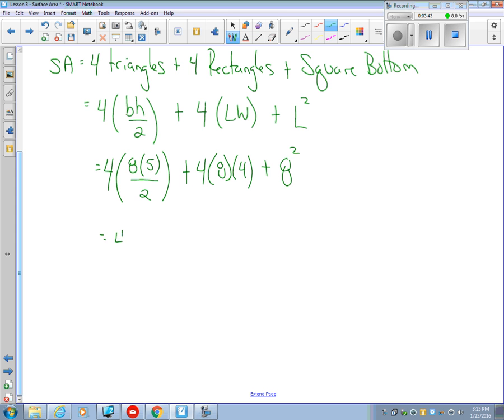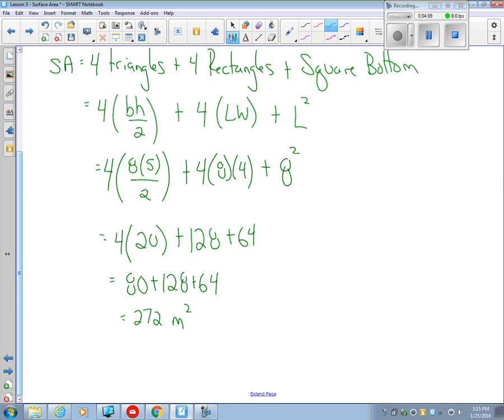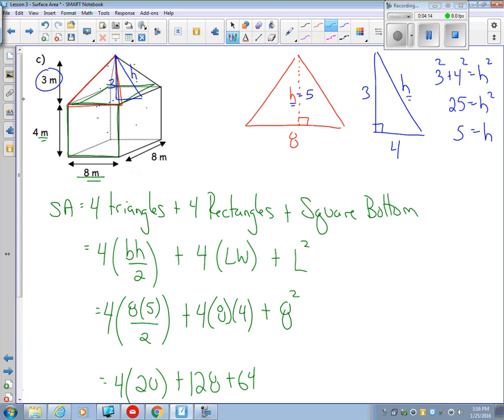If I do this in parts and pieces, I have 4. 8 times 5 divided by 2 will give me 20 of those. 4 times 8 times 4 is 128. And 8 squared is 64. And one more line, 80 plus the 128 plus the 64 will come out to a total of 272 meters squared. Okay, so even though it is a three-dimensional shape, I dealt with it as a series of two-dimensional shapes because it's a little bit easier to work with when I have a composite thing, in particular the parts that are on the outside.